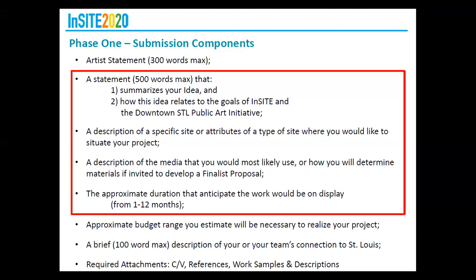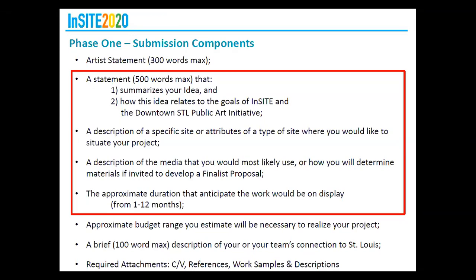I am the co-founder of Midwest Artist Project Services, or MAPS, and I am taking over from Meredith at this point to talk about some of the submission components for the InSITE2020 application. I encourage you to visit our website, midwestarts.org, to learn a little bit more about who we are, what we do, our fiscal sponsorship program, and the consultations and application reviews that we offer.